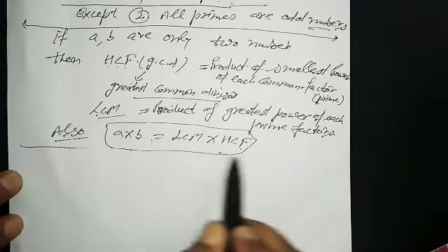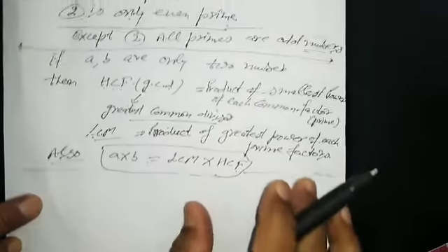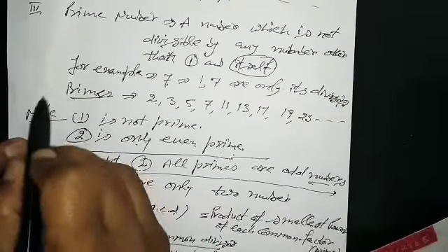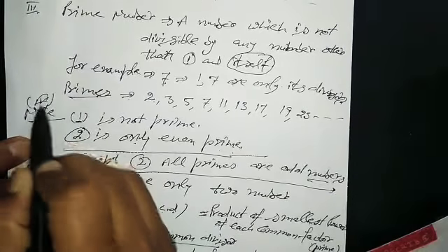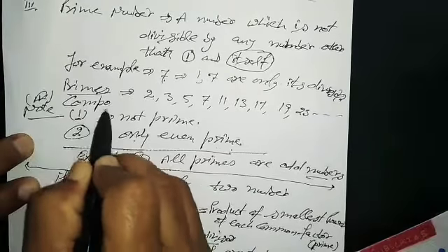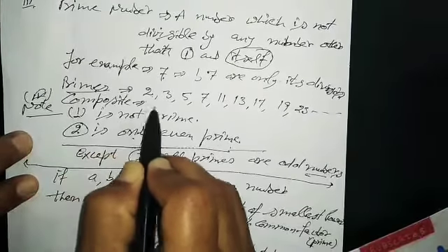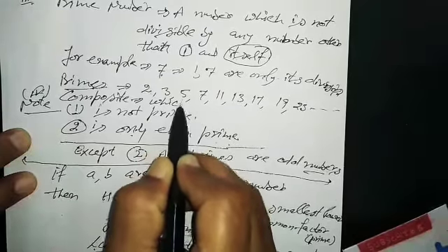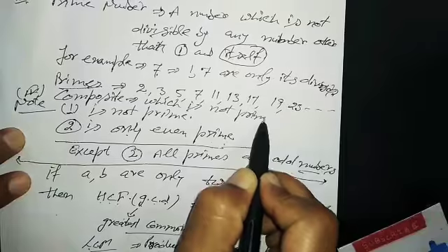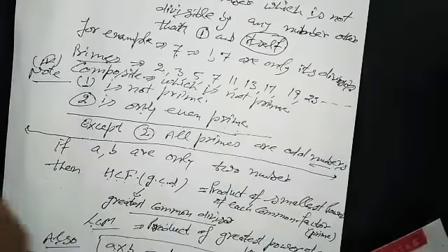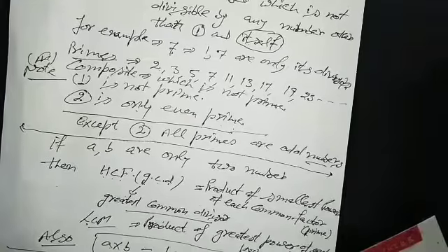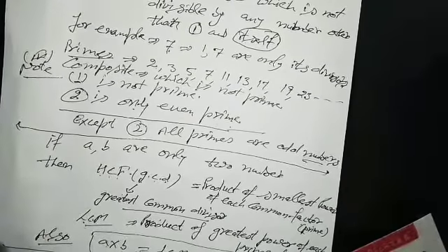formula. Okay, so guys, we have left one point here, as this is prime, and the 4th one you can say the composite number. What is composite number? Very simple, which is not prime. Okay. What is composite? Which is not prime. So 2 types of numbers only, prime and composite.